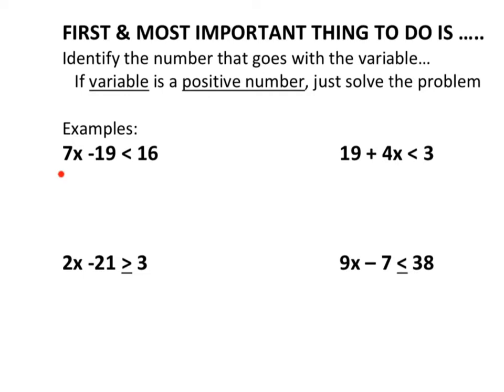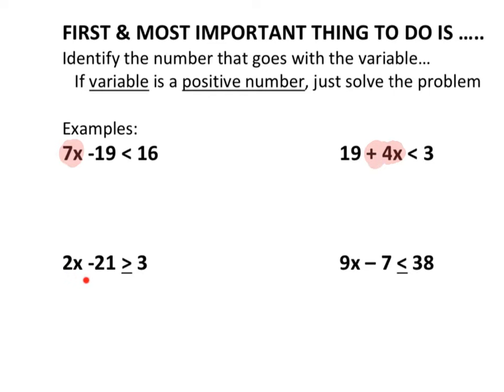In this first example right here, we have 7x minus 19 is less than 16. So the number with the variable is the 7. So 7x is that first thing we're looking at. So let's move on to the next one. We have 19 plus 4x is less than 3. So to identify the number with the variable, that would be that 4 and the x. That positive right in front of it does go with it.